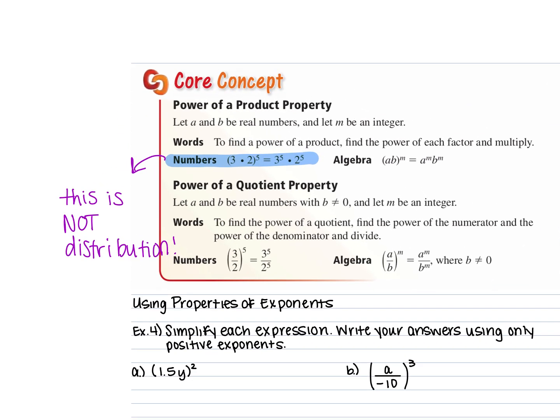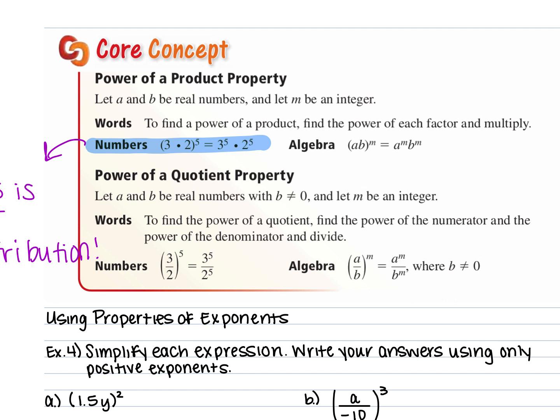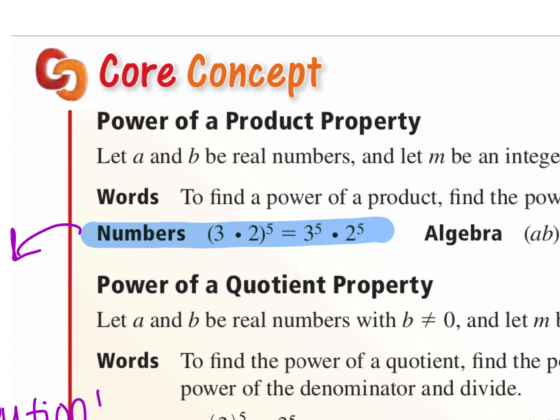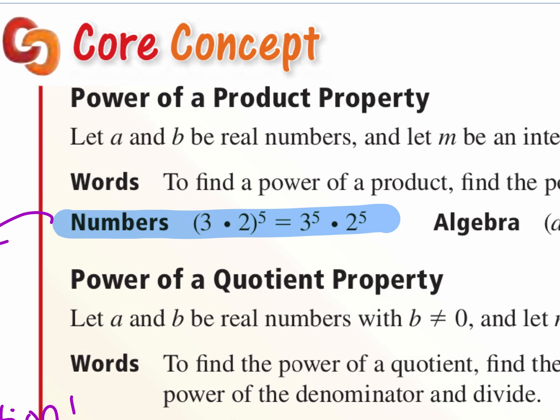Okay, I have 2 more properties and then we're done. The next property is called the power of a product property. If we have 2 numbers being multiplied as our base, so you agree for this example, 3 times 2 is our base, correct? And 5 is our exponent? You can take that exponent and distribute it to all of the terms in the base. So this would become 3 to the 5th power times 2 to the 5th power.